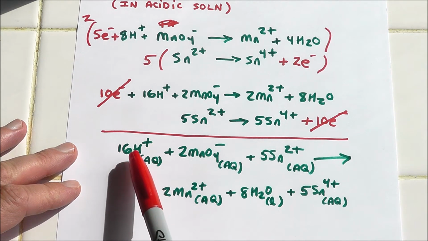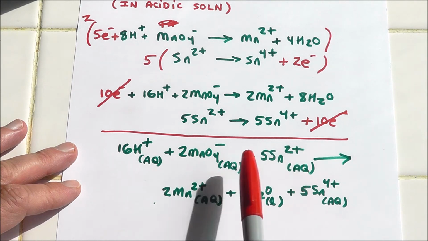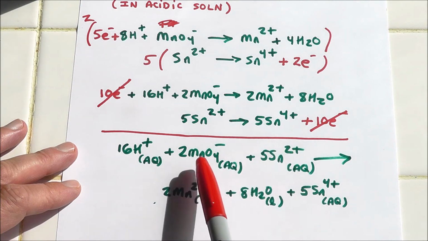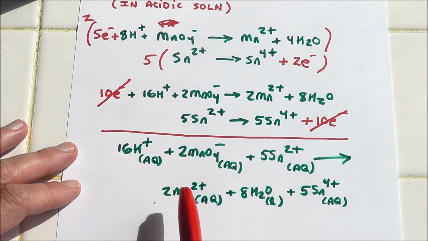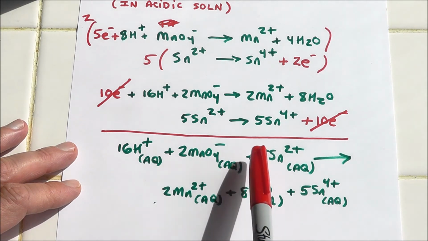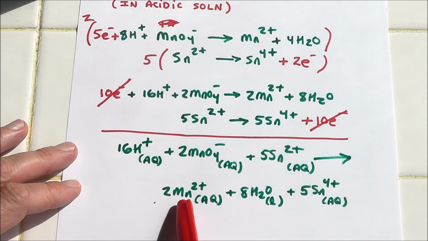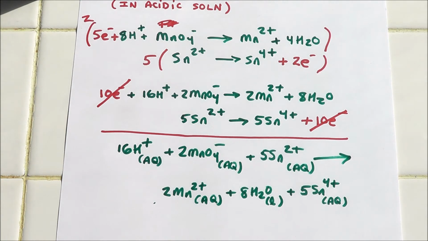16 positive right there, 2 negative, and 10 positive. So 26 minus 2 is 24 plus is the charge. Now, it doesn't have to be 0. There's probably a whole bunch of nitrates that we're not showing. It's the net ionic equation. Imagine how complicated it would be otherwise. So 24 plus, and 4 plus and 20 plus, the charge is correct.